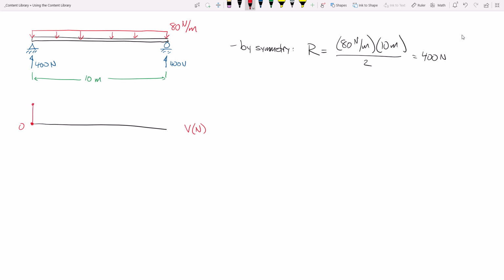Alright, so we start off with a jump up of 400 newtons. Now what happens from here to here? What's the shear diagram look like? It goes down. So if I'm at 400, what am I going to end up at right here? Negative 400. So the shear diagram's going to drop down something about like this, to negative 400, and we'll pop back up to zero.